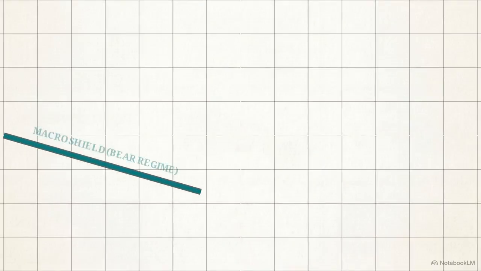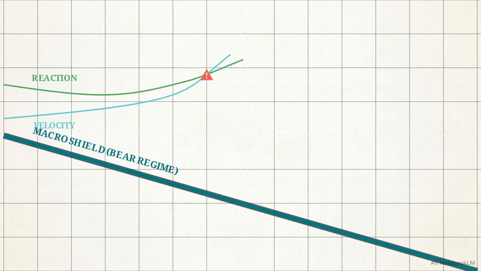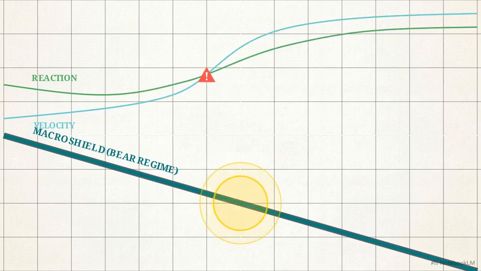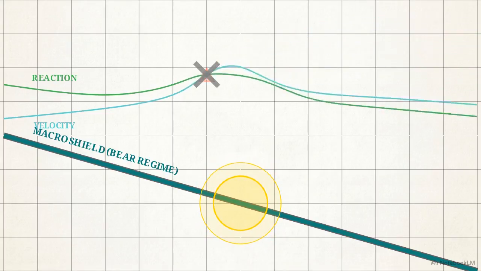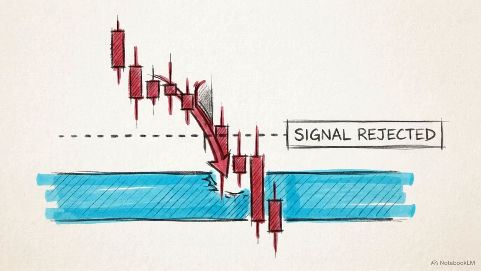Here, upper velocity and reaction lines cross upward, suggesting a breakout. But the heavy macro shield at the bottom slopes aggressively downward. Checking the master timeframe anchor, the heavy flow opposes the micro breakout. The engine automatically suffocates the false signal. Systematically filtering out false positives is just as critical as identifying true setups, insulating operators from devastating bull and bear traps.